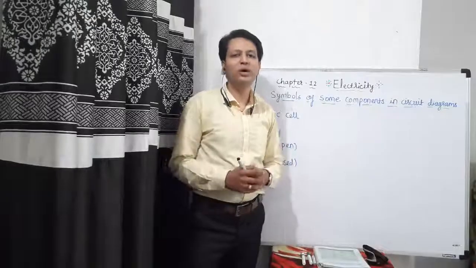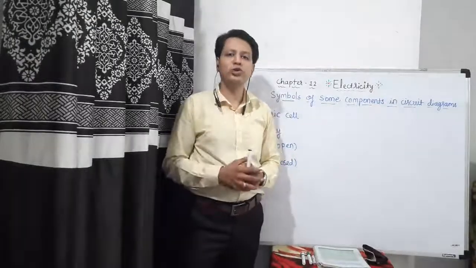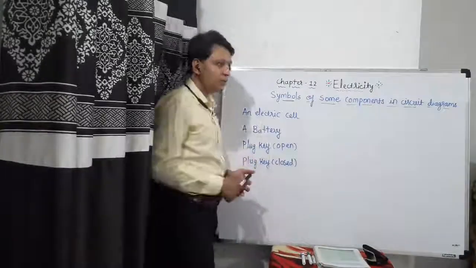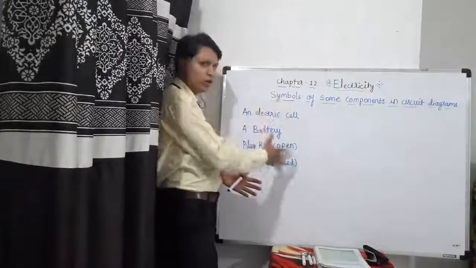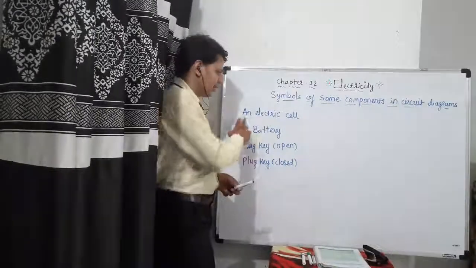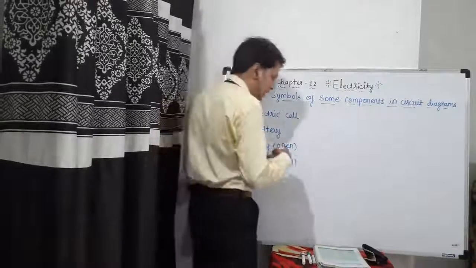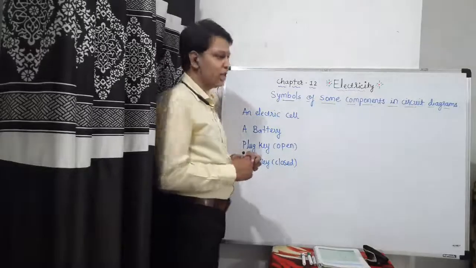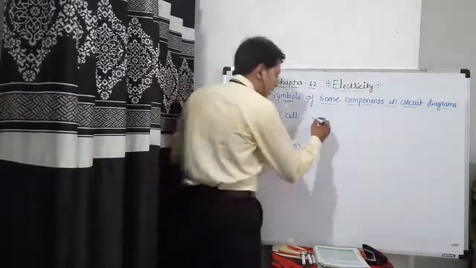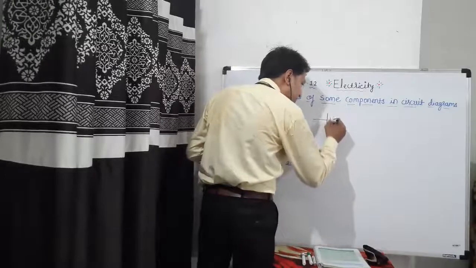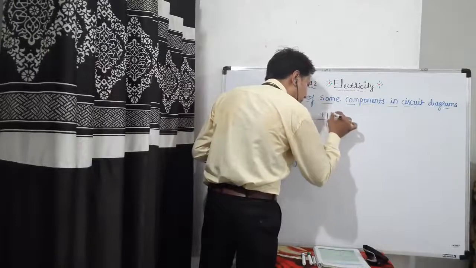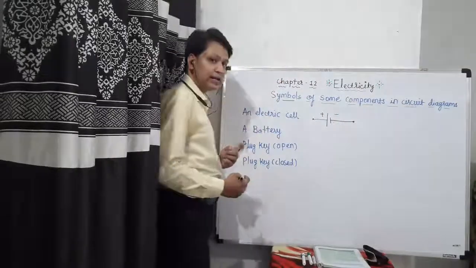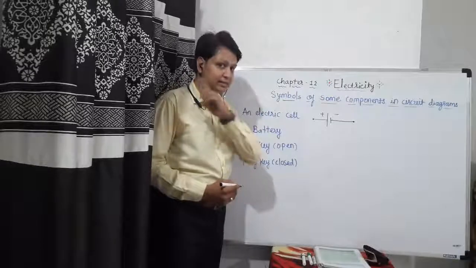Friends, to understand about electric circuits, first of all we should understand about electric components. So, symbols of some components in circuit diagrams, we are going to represent it here. An electric cell, actually, an electric cell or a battery is a device which provides potential difference. So here the big terminal is positive and the small terminal is considered as negative. This is one electric cell.